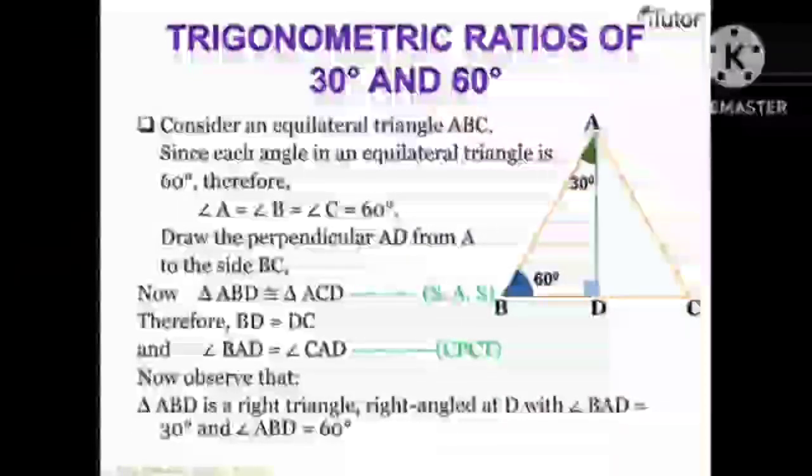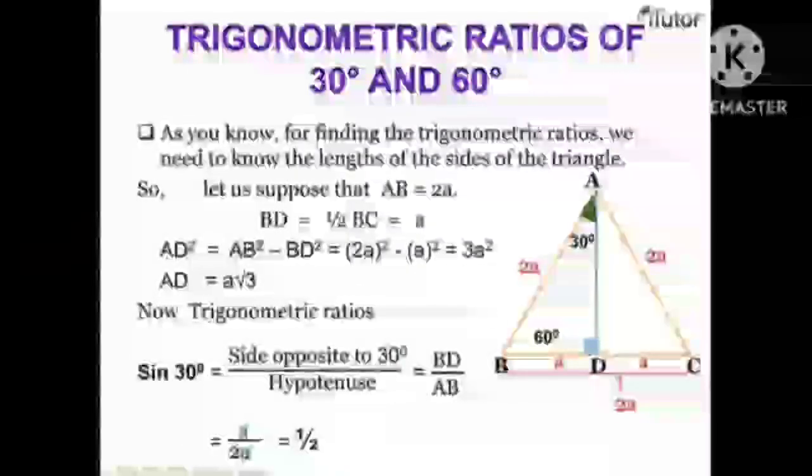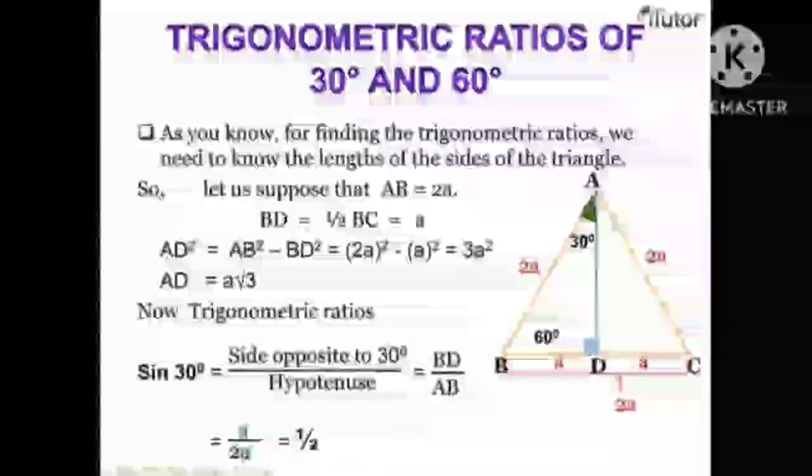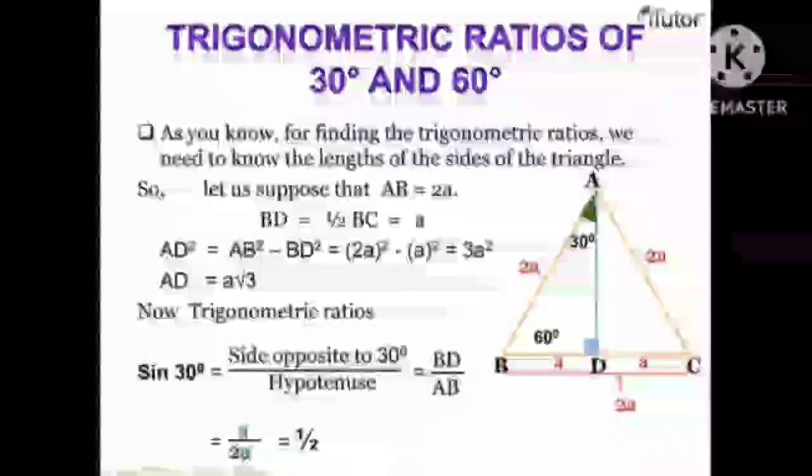Let us now calculate the trigonometric ratios of 30 degree and 60 degree. Consider an equilateral triangle ABC. Since each angle in an equilateral triangle is 60 degree, therefore angle A equals angle B equals angle C equals 60 degree. Draw the perpendicular AD from A to the side BC.